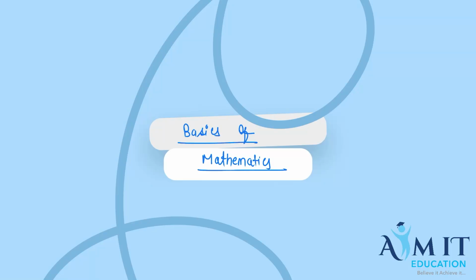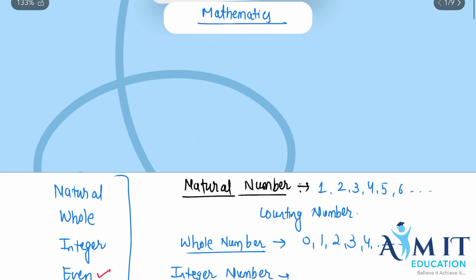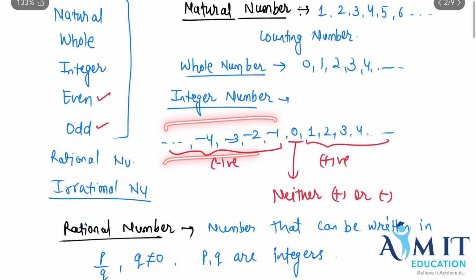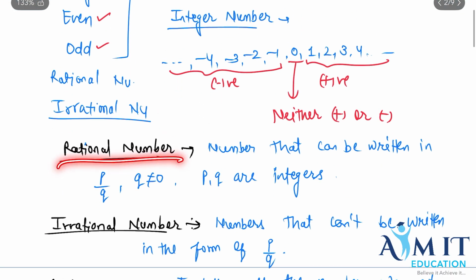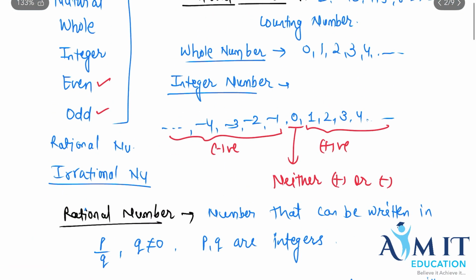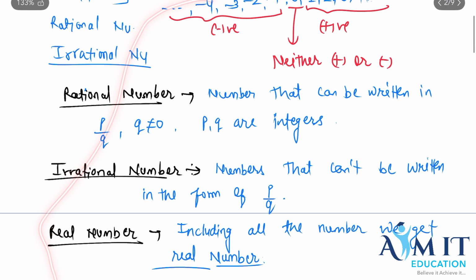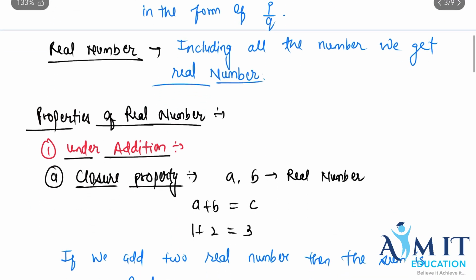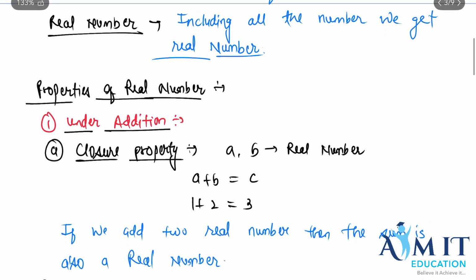So in last class we were talking about the basics of mathematics, which kinds of numbers there are, like what are real numbers. Real numbers include all the numbers: natural numbers, whole numbers, integers, rational numbers, and then irrational numbers. If we include all the numbers we get real numbers. And we talked about the properties of real numbers, like under addition we have the closure property.